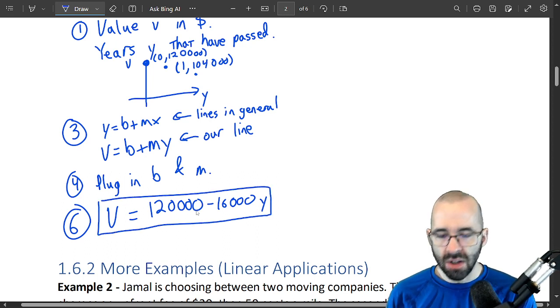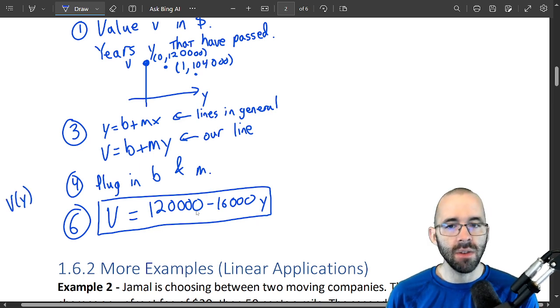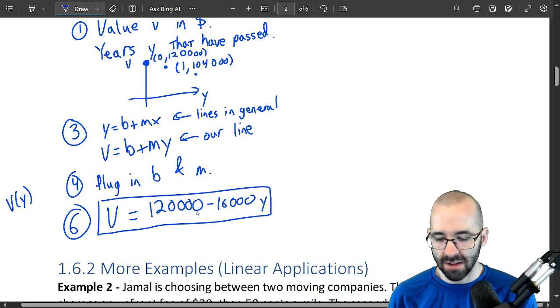And again, sometimes you can write it in this notation just as variables. If you wrote it as function notation, you could say v is a function of y. And you could write it like this.